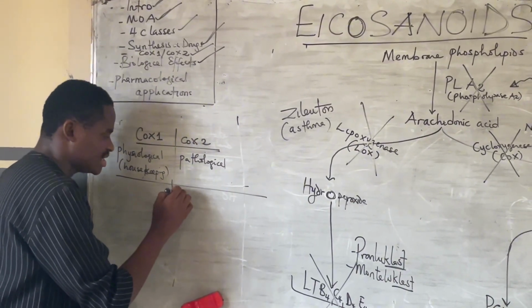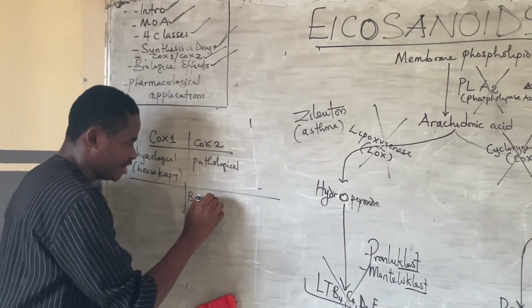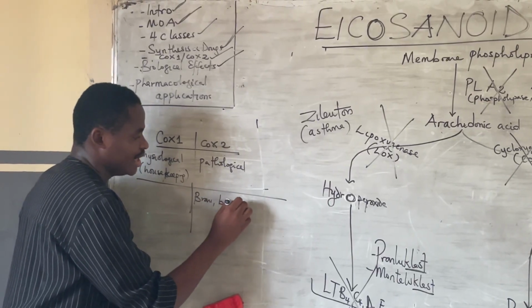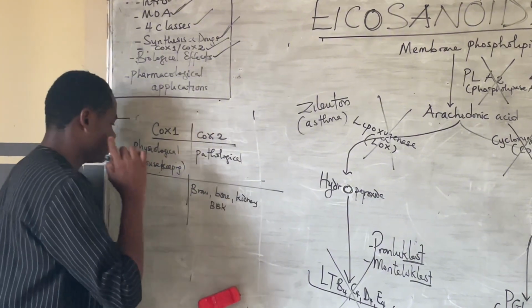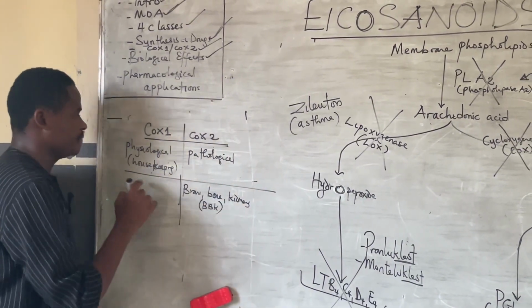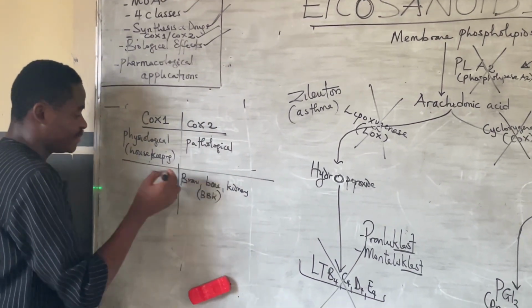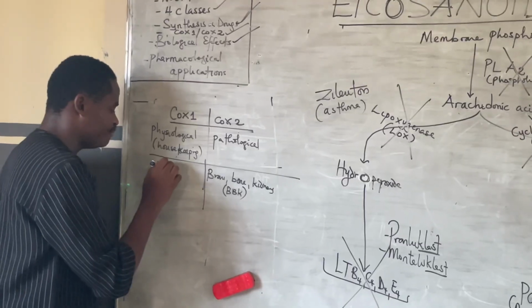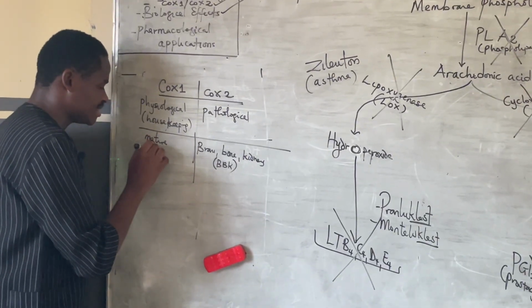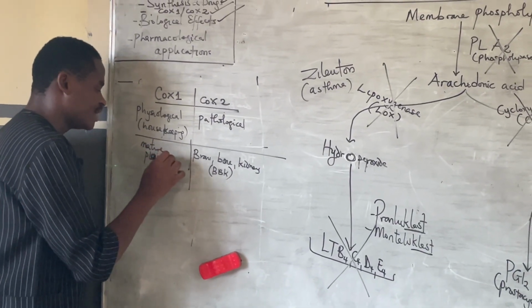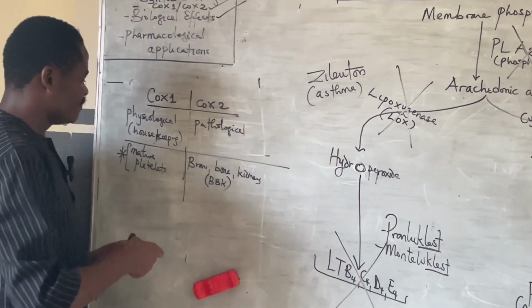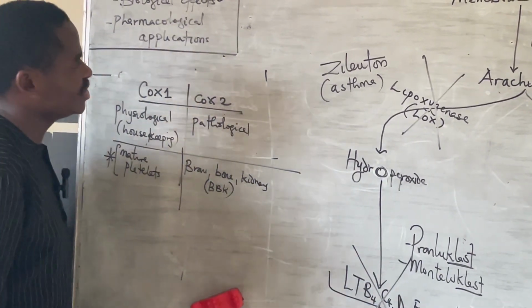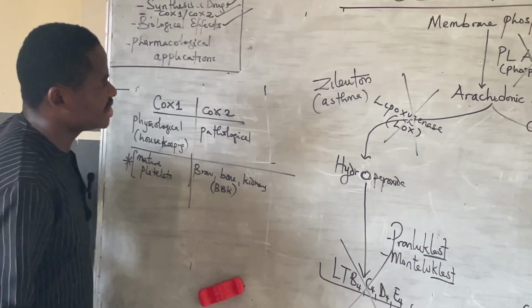COX-2 is seen in organs like the brain, the bone, and the kidney. BBK, you may remember it that way. But COX-1 is expressed in mature platelets. It is the only isoform that is expressed in mature platelets. Take note of this for MCQs. This is quite necessary for your MCQ exams. Okay?